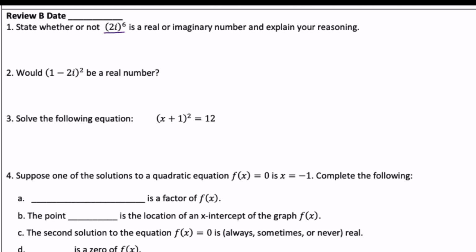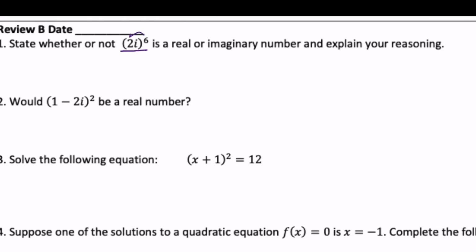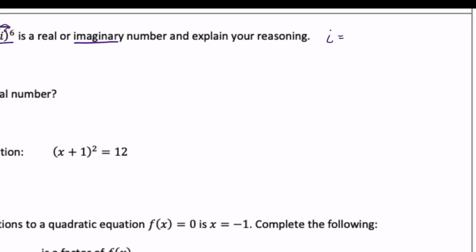Well, (2i) all to the 6th, I can just use the expanded power rule and write that as 2 to the 6th, i to the 6th. So that's what I've got to figure out, if it's real or imaginary. Let's remember what we know about the imaginary number i off to the side. I know that i comes from the square root of -1. So i equals the square root of -1, the square root of -1 equals i.